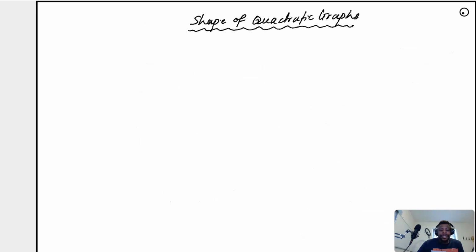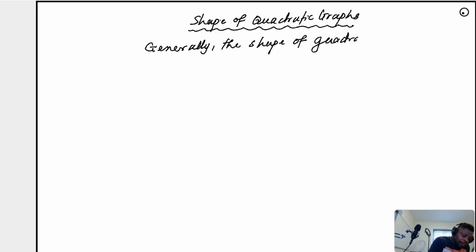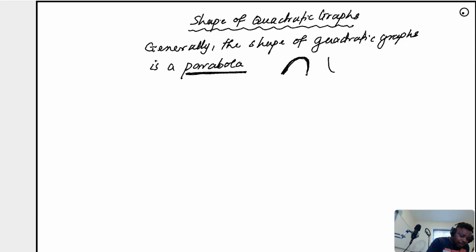Now, let's talk about the shape of quadratic graphs. Now, generally, the shape of quadratic graphs is a parabola, which simply means that it can be this way or it can be this way.